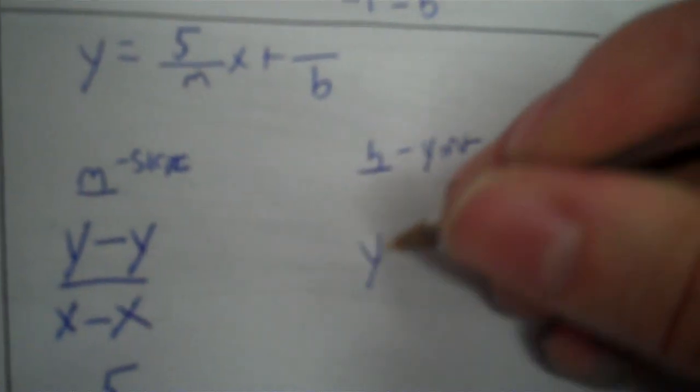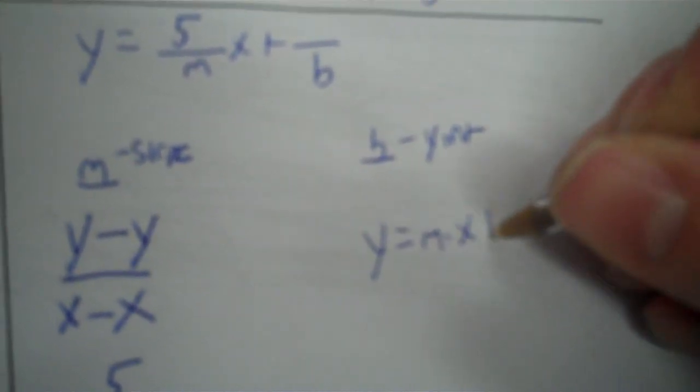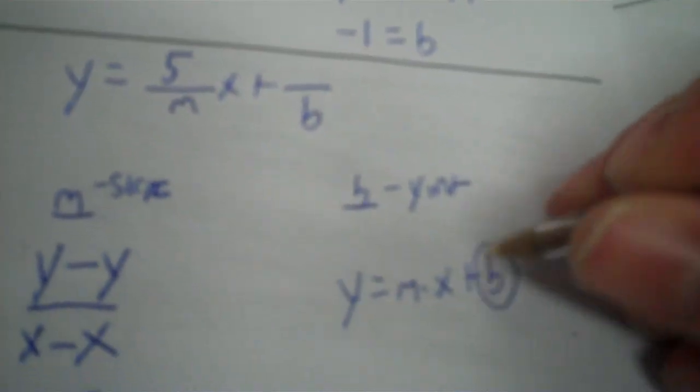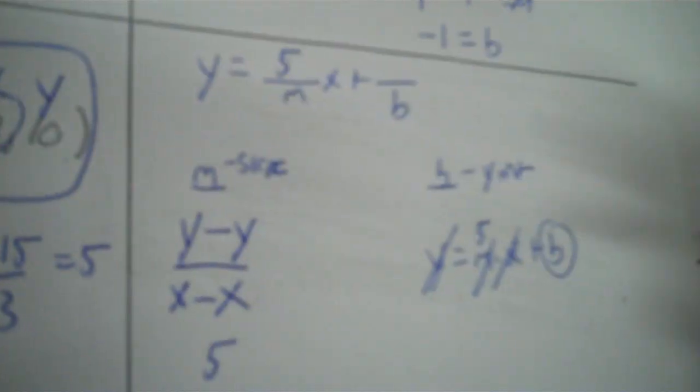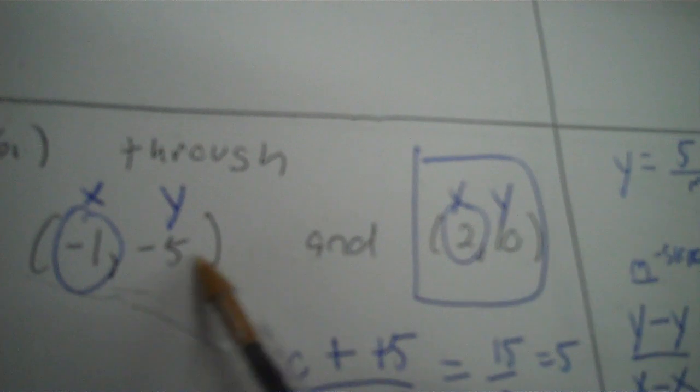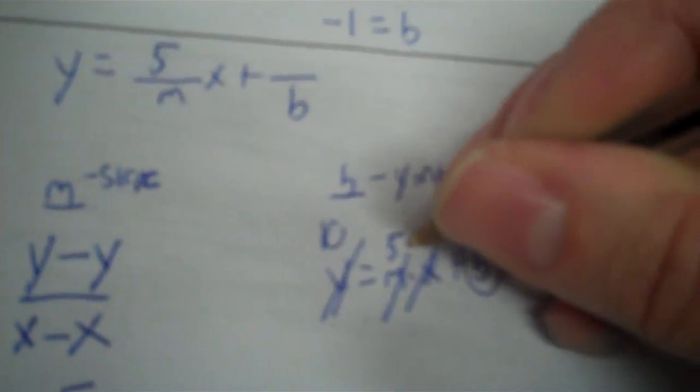Okay, now y equals m times x plus b. You're solving for the b, so the other three variables have to go. So m is 5. Now for y and x, you can pick either point. Okay, we'll use the (2, 10). Y is 10, x is 2.